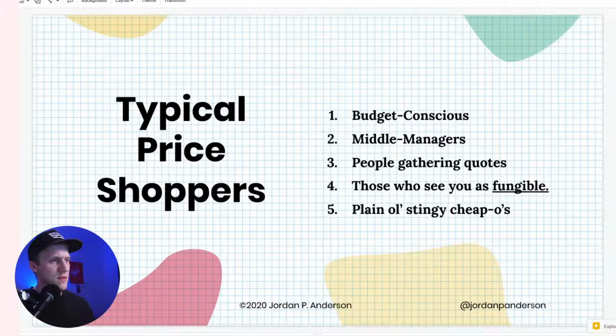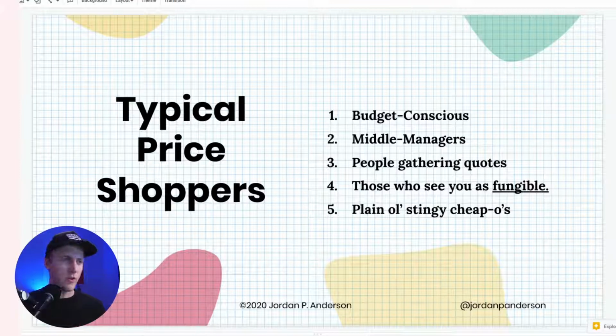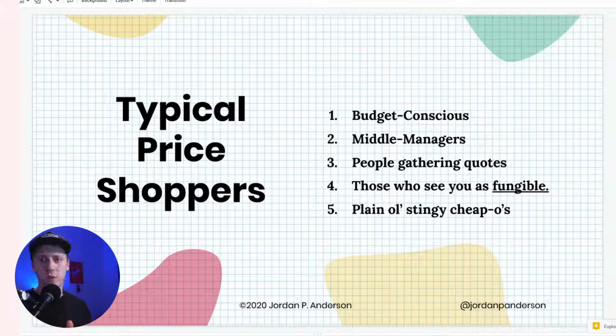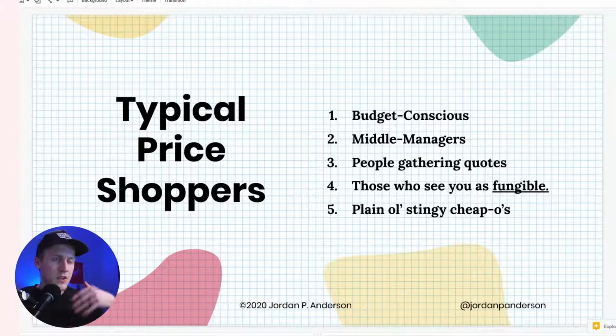So here's a list of typical price shoppers that you're going to encounter, whether you're a wedding photographer or you work in the commercial world or documentary world. Number one is just budget conscious people. We all know what budget conscious people are. These are people just looking for a good deal. They like to clip coupons. I'm not going to make any judgments. I like to be a budget conscious person, so I'm not going to cast judgment.